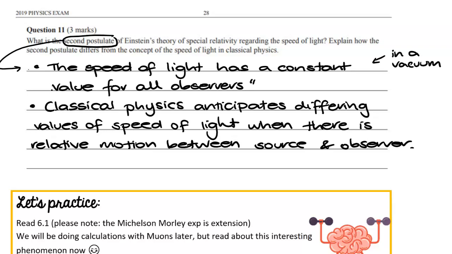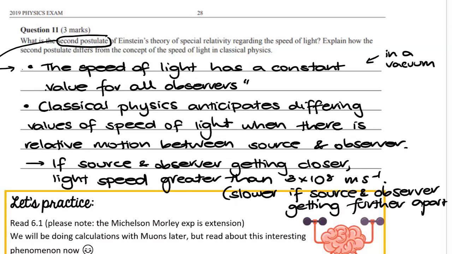What if the two things were moving towards each other? What if they were moving further apart, like I mentioned previously? So let's note that down. Okay, so I've said if the source and the observer are getting closer, the light speed appears to be greater than 3 by 10 to the 8 meters per second. And I've just put in brackets just to cover my bases: slower if the source and the observer are getting further apart. Really demonstrated we know exactly what would be anticipated with classical physics here.